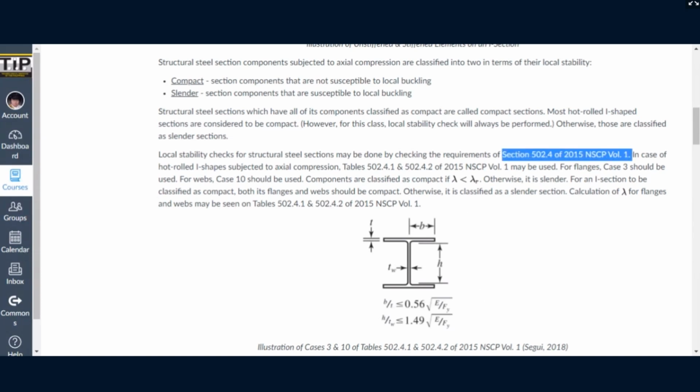So now, where do we actually see this formula right here? So we see it in section 502.4 ng 2015 NSCP Volume 1. So nandito ina-explain niya yung local stability check. Okay? And then may dalawang tables doon, tables 502.4.1 and 502.4.2. So again, yung section lang na gagamitin natin is hot rolled I-shaped sections. So considering they are in axial compression, and upon checking the table, for flanges, you use case 3 ng table na to. For webs, case 10 should be used. Okay? And then yung nandito na limiting values ito yung lambda R, or yung limiting value for compact components. Okay? So, there you have it.